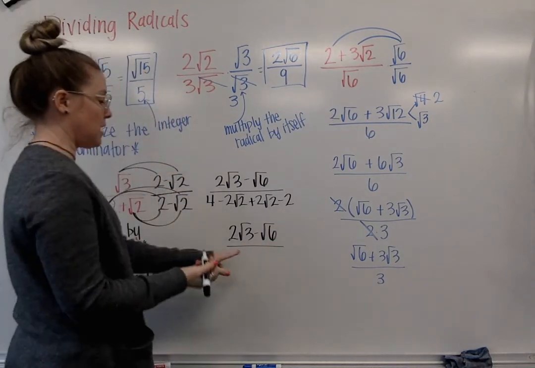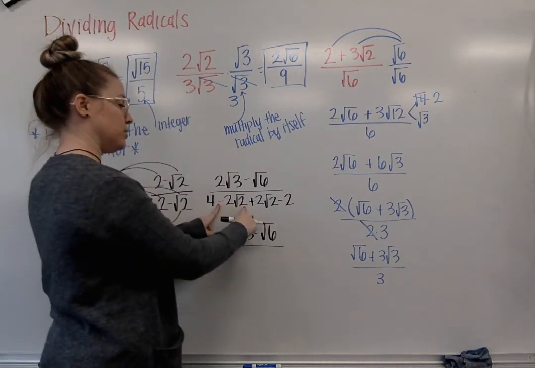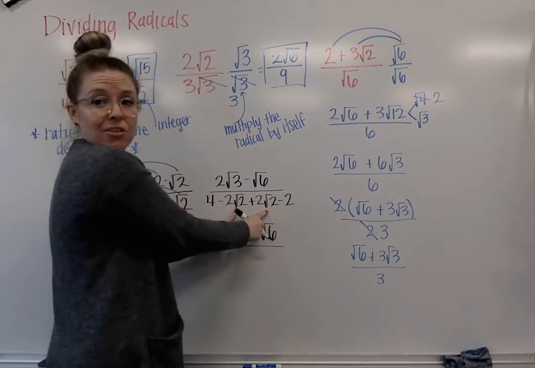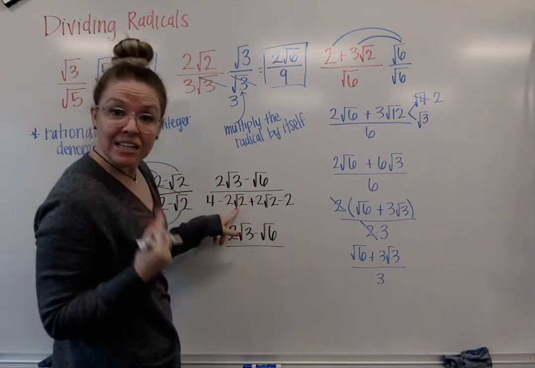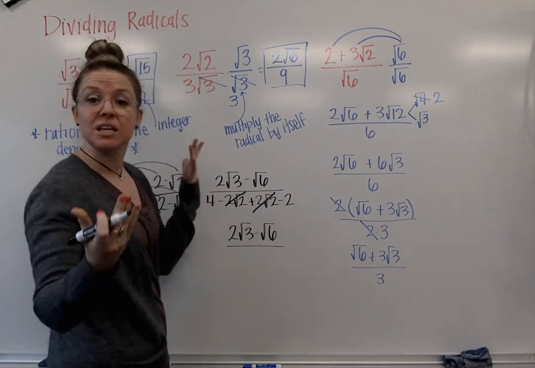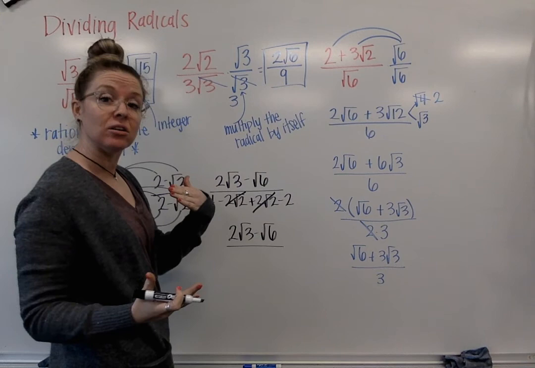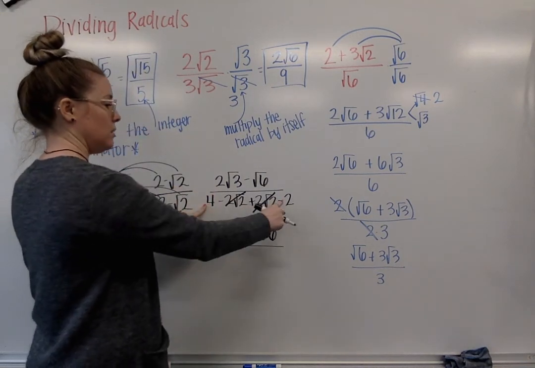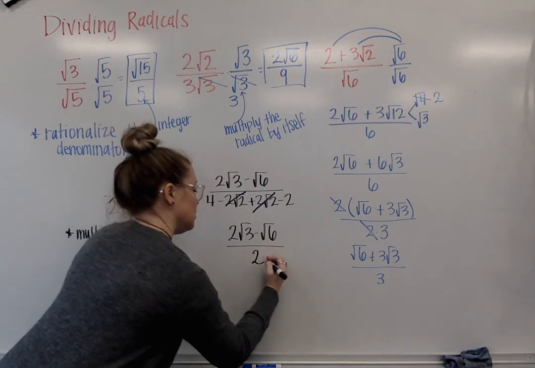And then in my denominator, negative 2 root 2 plus 2 root 2, if I were to add those together, that equals 0. And that's the point of the conjugate. It's going to make these middle terms 0. So there goes the radicals in my denominator. And then I'm left with 4 minus 2 over 2.